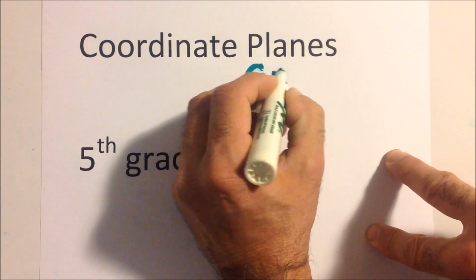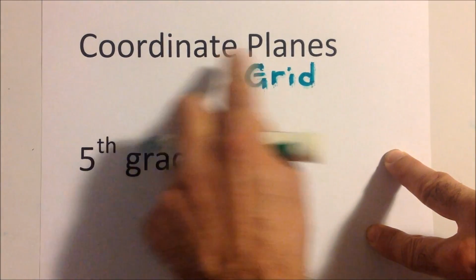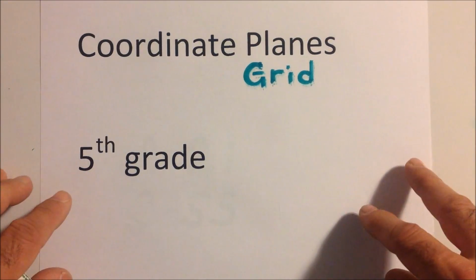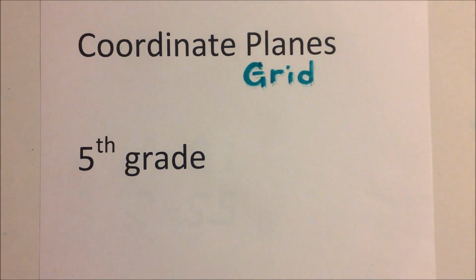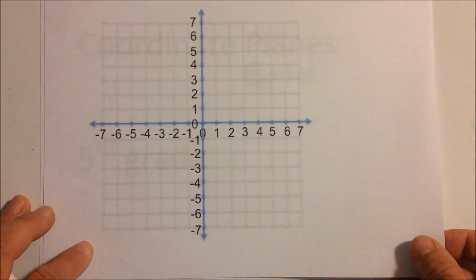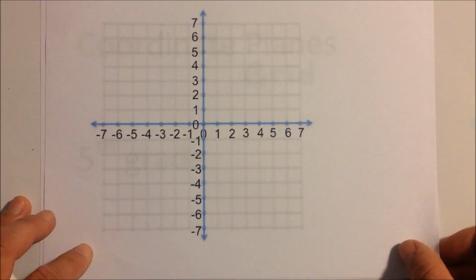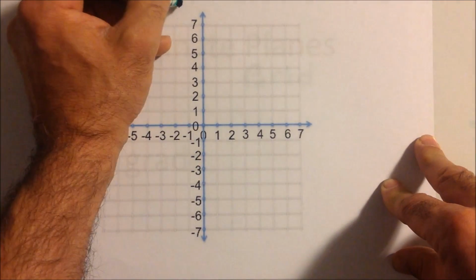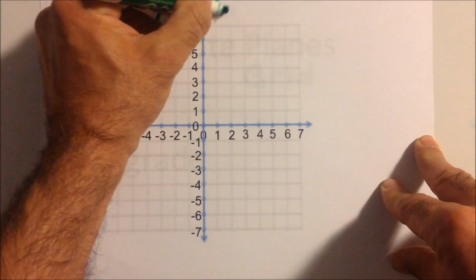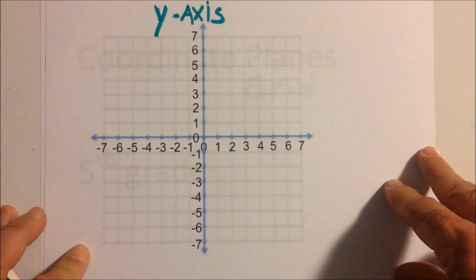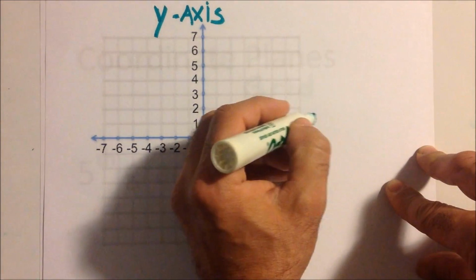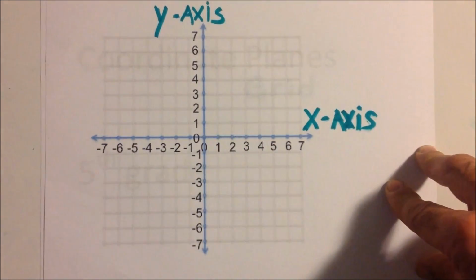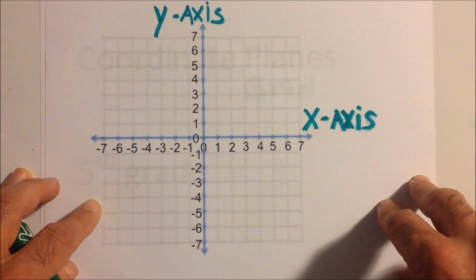Okay, so we can call it the coordinate plane, or the coordinate grid, or the Cartesian grid, but we'll just say coordinate plane. So this is what it looks like. We have a grid system here, and the blue lines, one going up and down, this is called the y-axis. Goes up and down. See that? And left to right is the x-axis. So we have the y-axis and the x-axis.